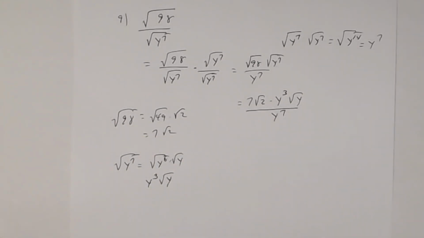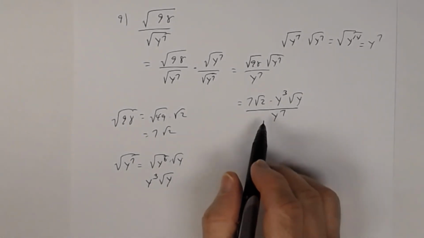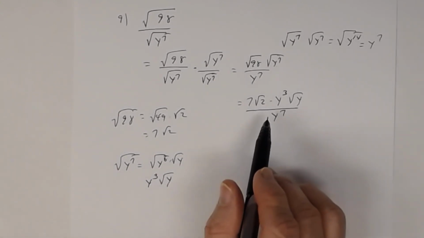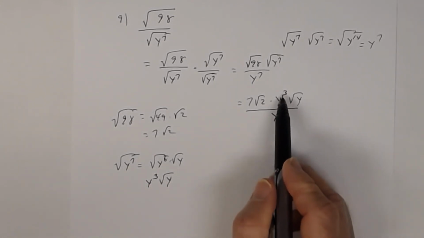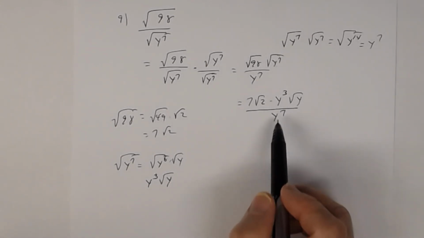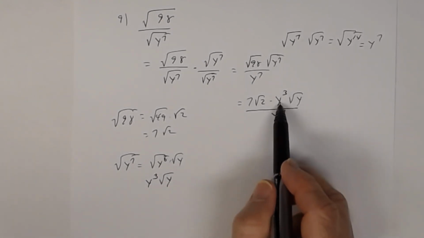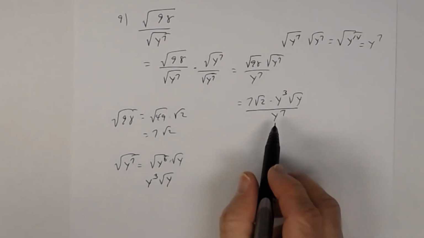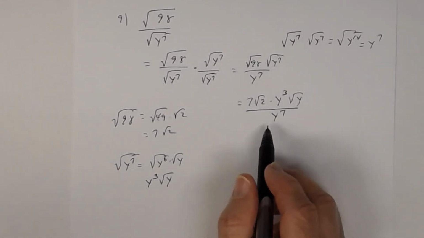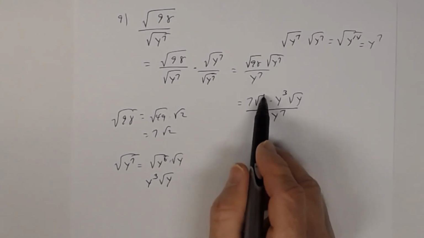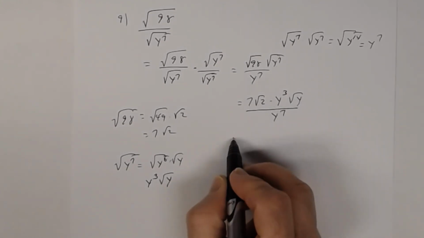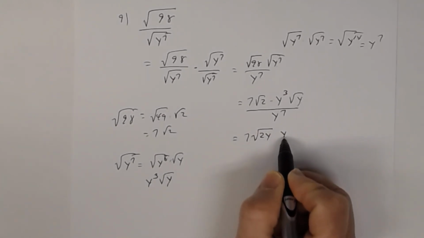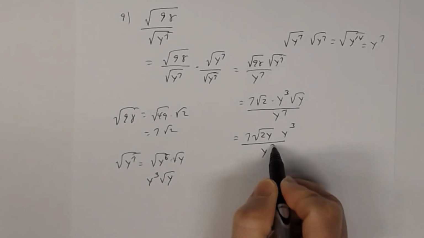All right, now I know it looks pretty complicated, but you've got to remember all the information and all the skills that you learned. You know you can simplify y cubed and y to the 7th. You have 3 factors of y in the numerator. You have 7 factors of y in the denominator. So you know you can reduce that. Before I do that though, let's go ahead and write the square root of 2 and the square root of y as one square root. So it becomes 7 square root of 2y times y to the 3rd power divided by y to the 7th.